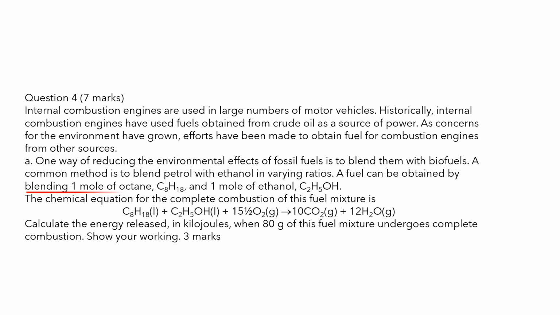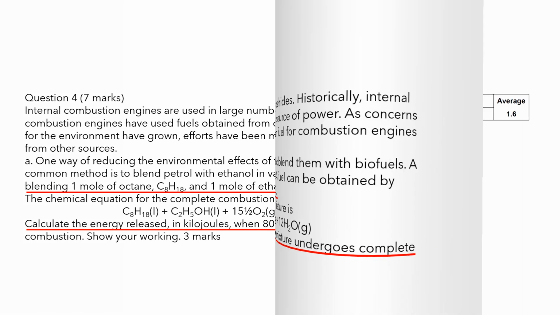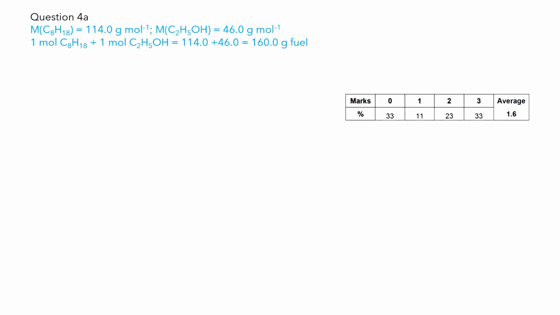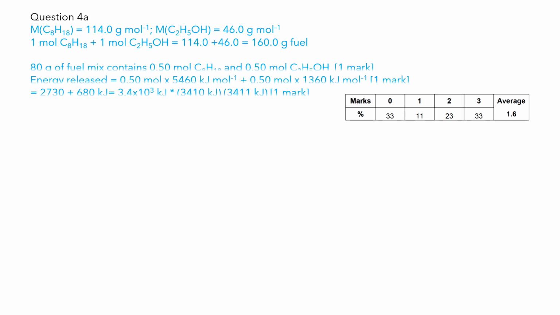Combustion of octane and ethanol releases energy. 1 mole of octane and 1 mole of ethanol compose a mixture of fuel. Calculate the energy released when 80 grams of this mixture burns. There are 3 methods to calculate the energy in a mixture of fuel. All methods must use the sum mass of 1 mole octane plus 1 mole ethanol, which is the molar mass of the mixture.